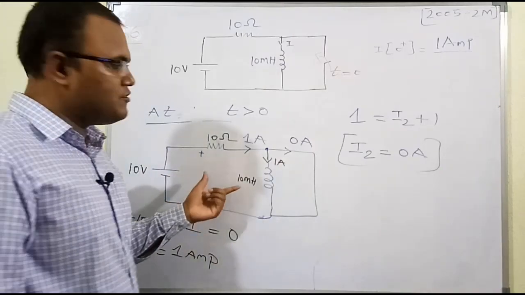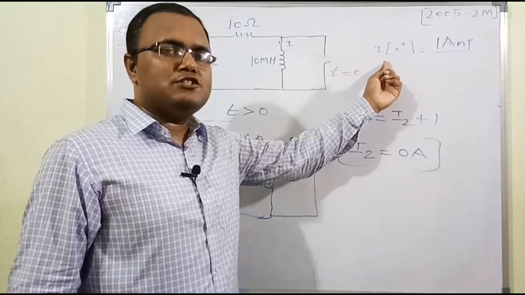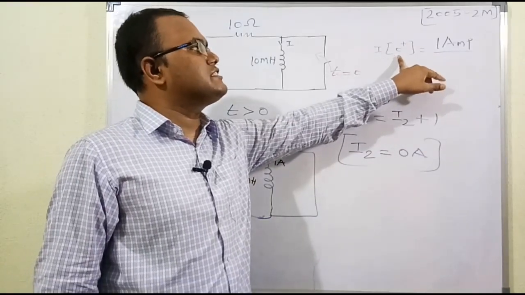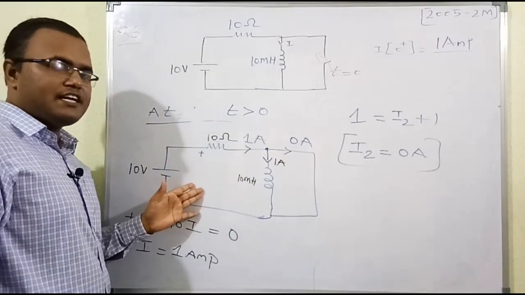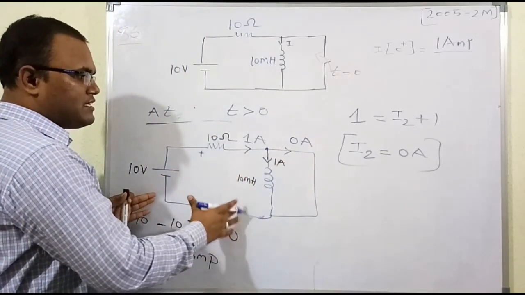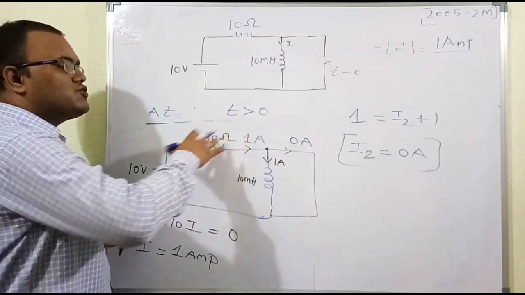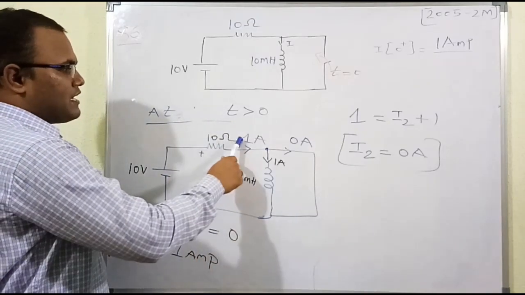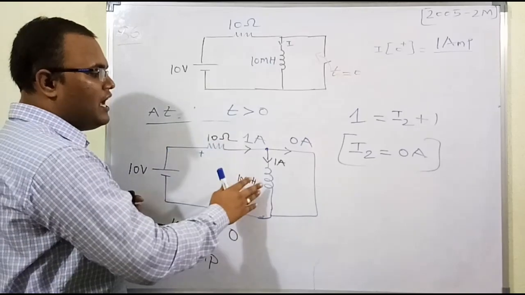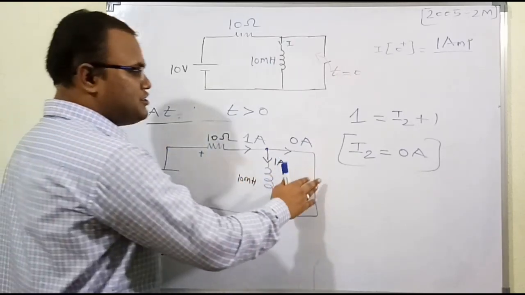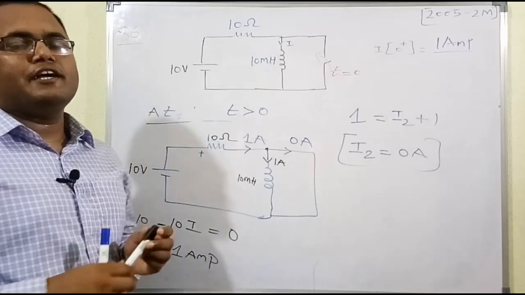So finally I will conclude. Our main aim in this problem is the current in the inductor at instant t equal to 0 plus, which is 1 ampere. That we have found out. But what I am trying to say extra is, the currents in all these branches will remain constant at any instant of time for t greater than 0. These current values do not change. They will always remain 1 ampere in the 10 ohm resistor, 1 ampere in the 10 millihenry, and 0 ampere in the short circuit branch after the switch is closed. That is what I am trying to say.